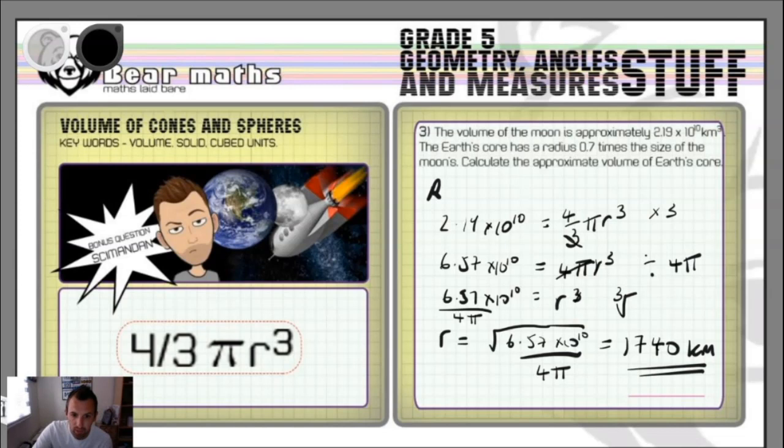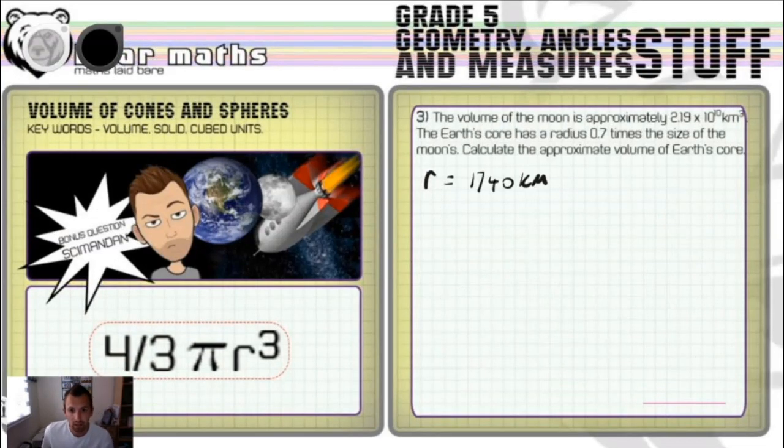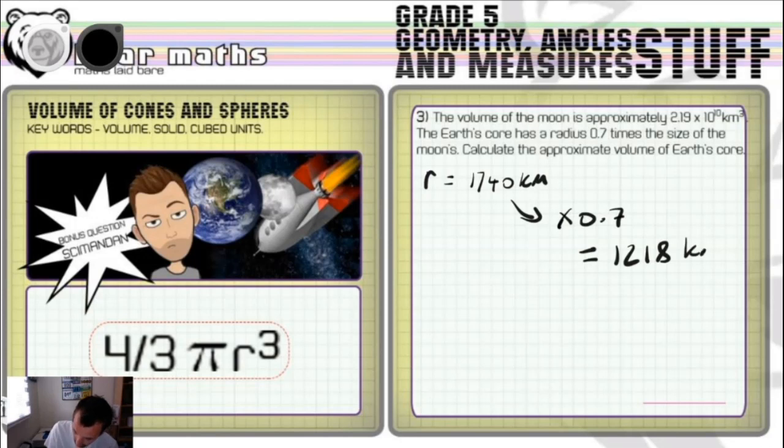Okay, now that we know the radius of the moon, which is 1,740 kilometers, I'm going to take this value and multiply it by 0.7. I'm going to do that because we know that Earth's core is 0.7 times the size of the moon. So 70% basically. So if we multiply that by 0.7, it gives us an answer of 1,218 kilometers.